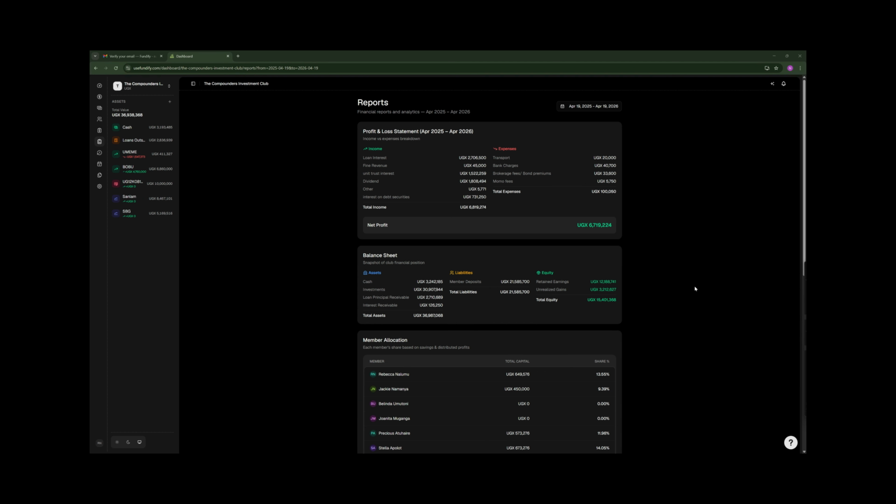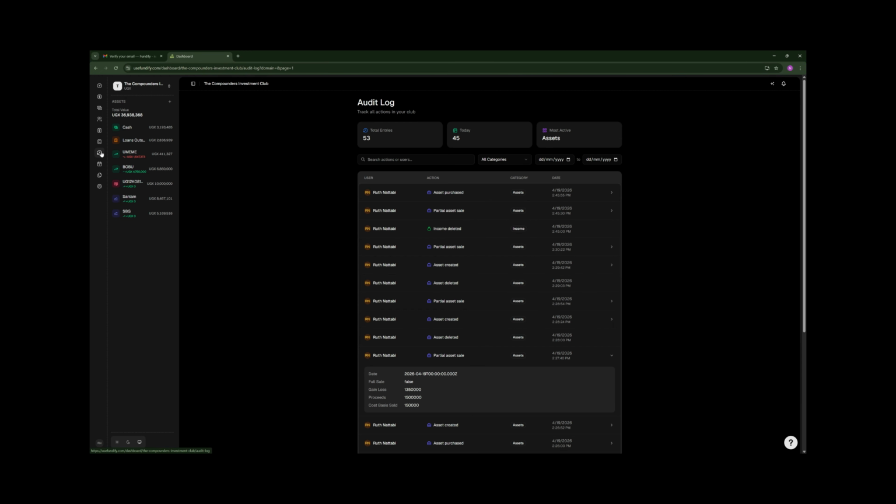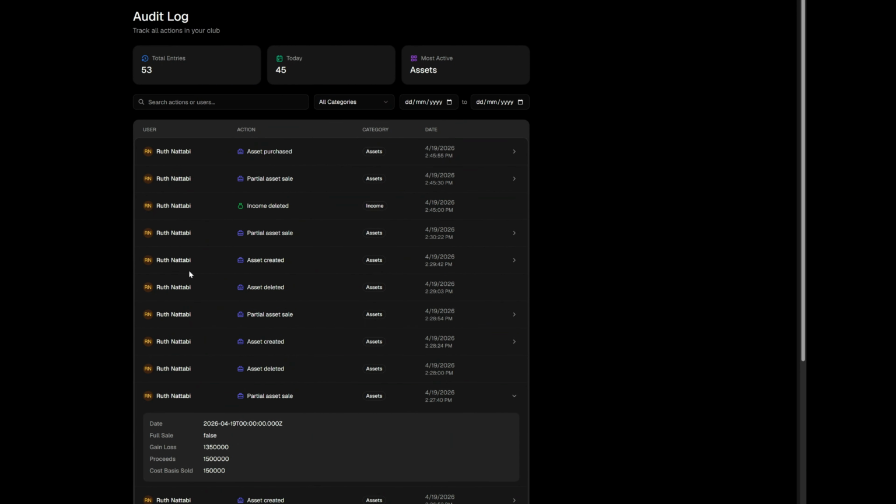One more thing to look at before you wrap up this video is the audit log. Every action taken in the system is recorded here automatically. I will go to the audit log, which is this. It is the club's complete paper trail and it covers every domain: assets, contributions, payments, loans, fines, expenses, profit distributions, document settings. For each entry, the log shows who performed the action, what the action was, which category it belongs to, and the exact date and time.